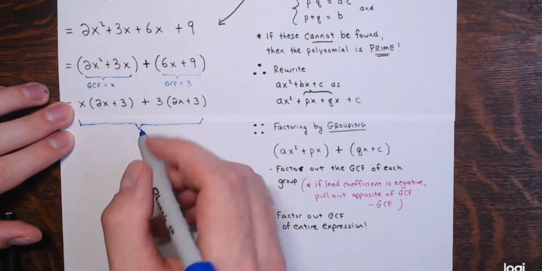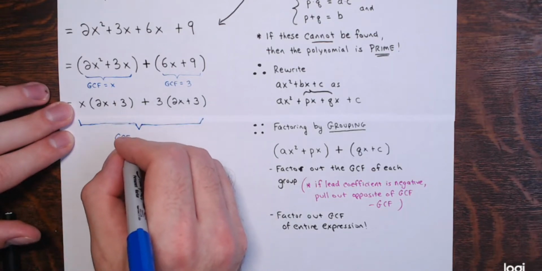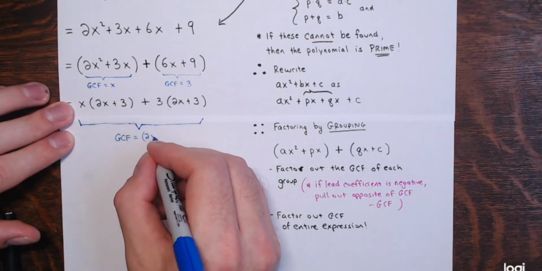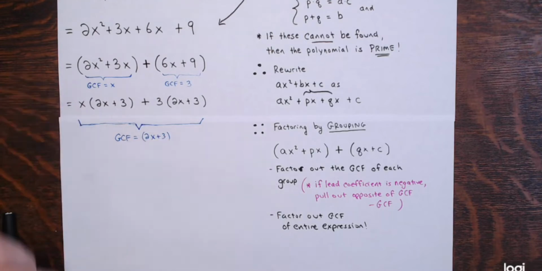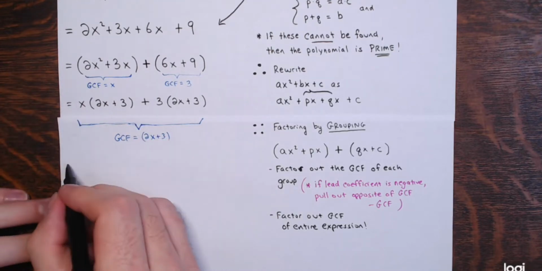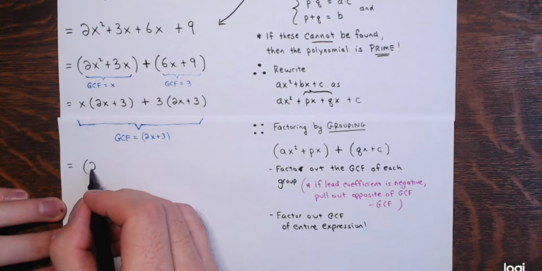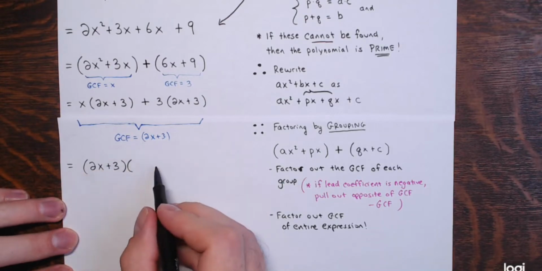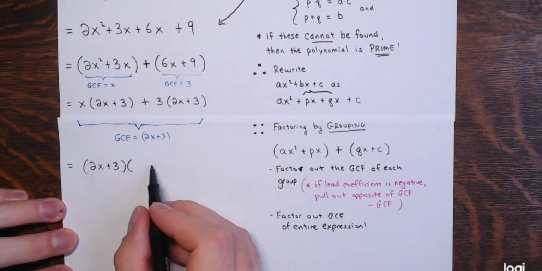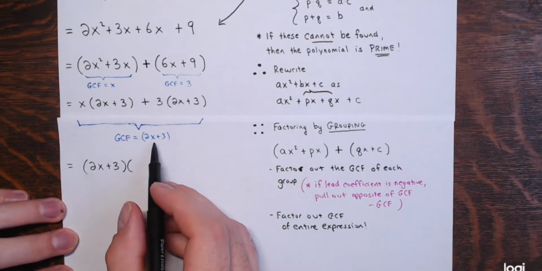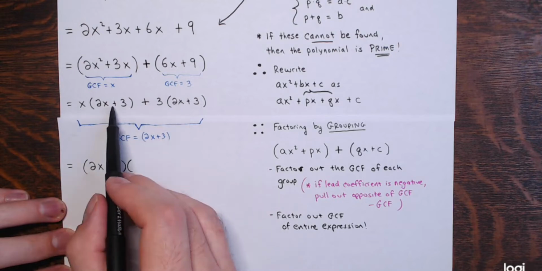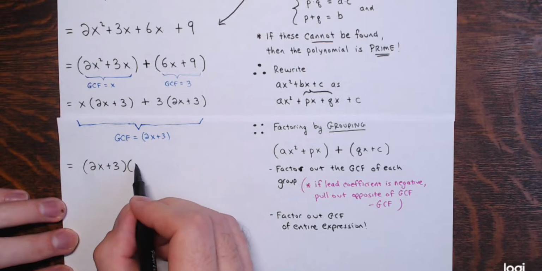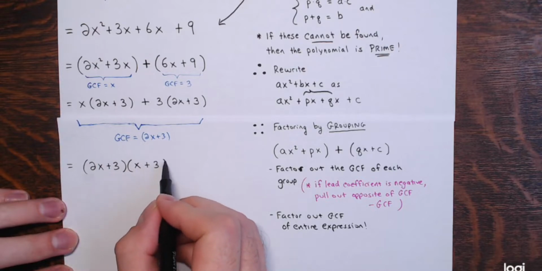So you notice that they both have a common factor, and the greatest common factor is 2x plus 3, this quantity 2x plus 3. They both have that in common. So I factor that out. The greatest common factor comes out, 2x plus 3. And then the other factor would be what's left over in those terms when I remove 2x plus 3. When you remove 2x plus 3 from both of these, you're left with x and positive 3. So x plus 3 is the other factor. And there we go.